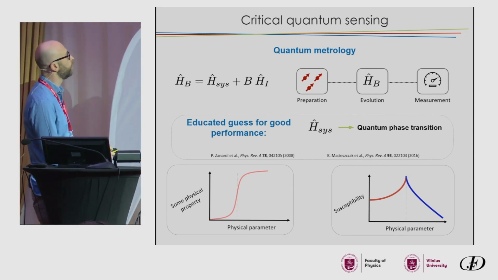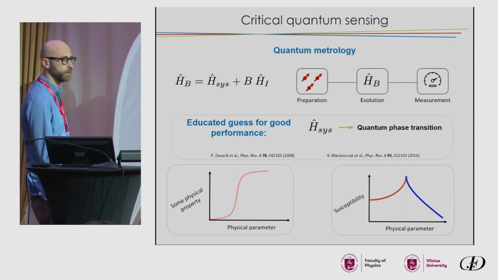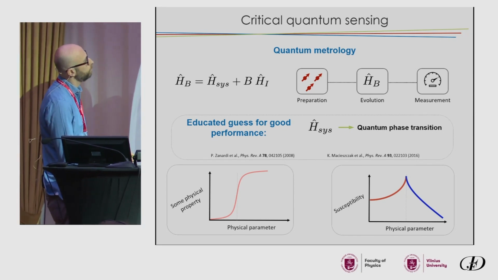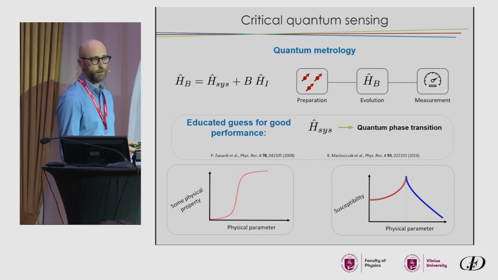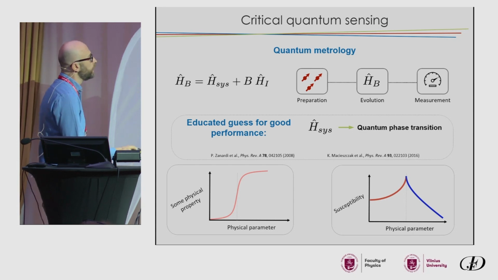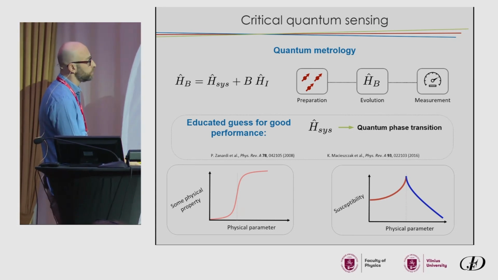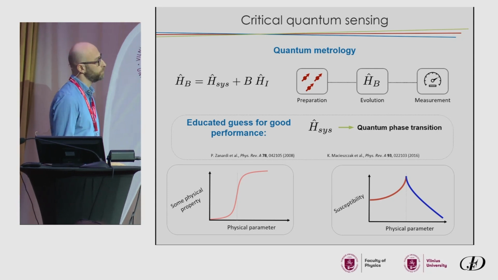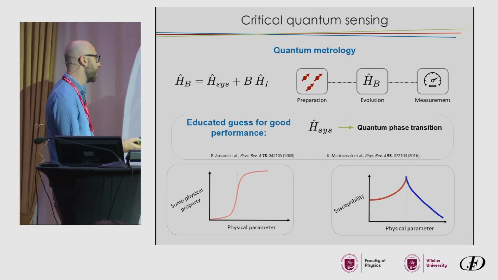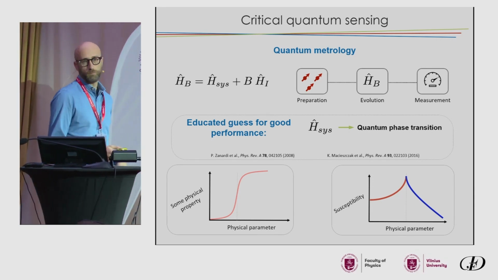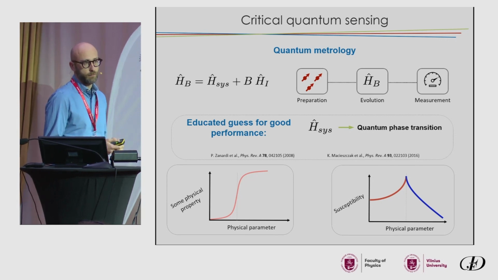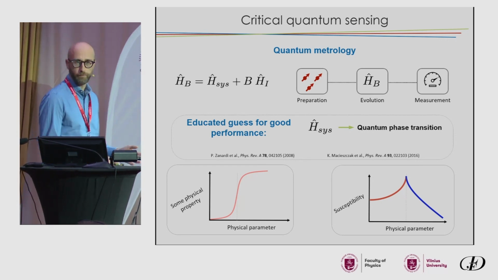And we are going to work under some educated guess to address this problem. We are going to choose some Hamiltonian that lets the system undergo a quantum phase transition, basically. Why this is an educated guess is because if the system undergoes a phase transition, you have some divergence of susceptibility. This isn't guaranteed to give good performance in parameter estimation, because you also have a divergence of noise. But it's worth checking if this works.